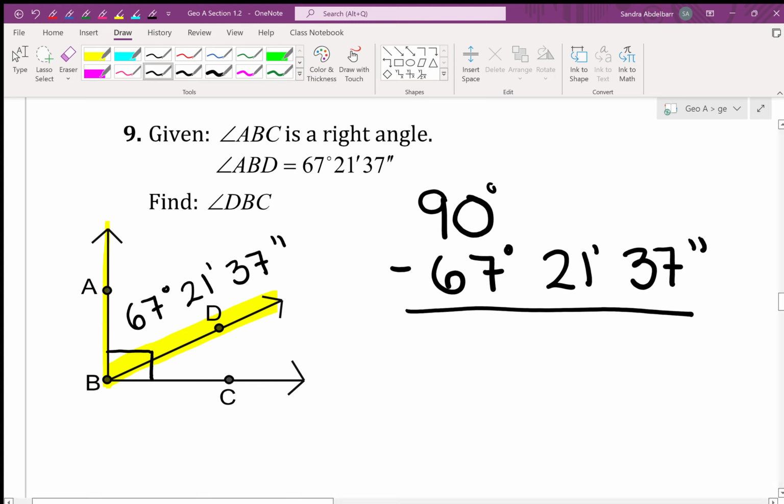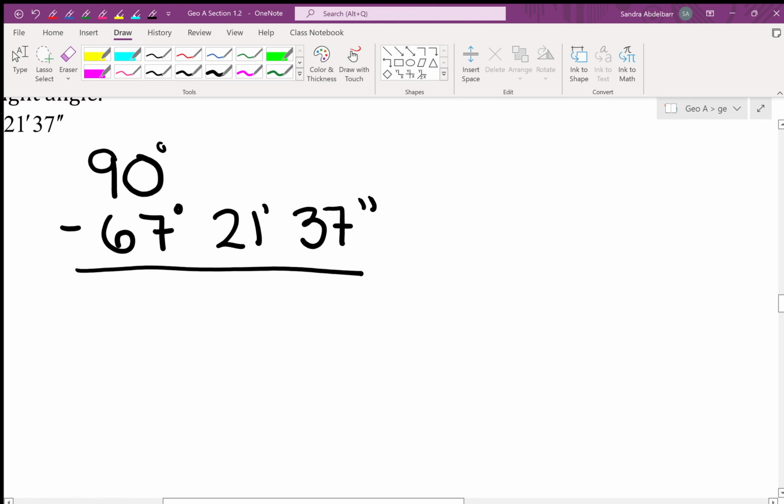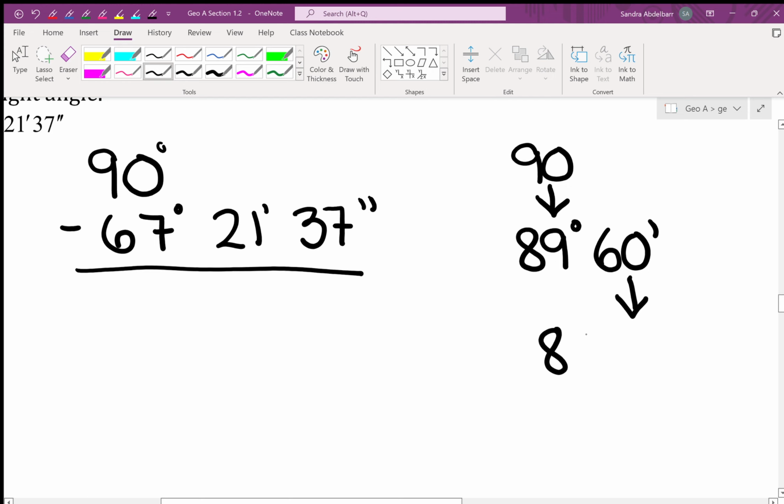So really our only option here is to take the 90 and change it into degrees, minutes, and seconds. Didn't we practice that on the other page? So take that 90, we're going to split it down into 89 degrees and how many minutes? Well, we'll go in phases, you're right. So 60 minutes, but then we're going to take that 60 minutes and we're going to change that into 89 degrees and 59 minutes and how many seconds? 60.